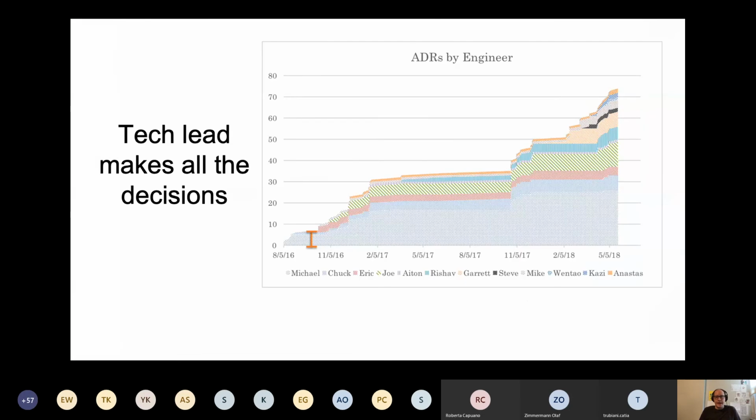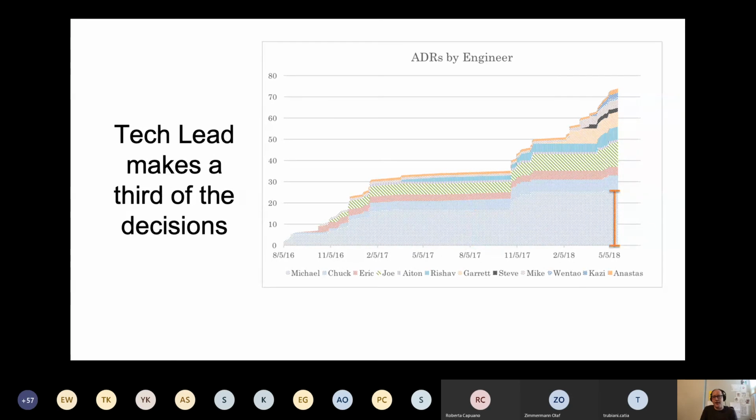In the beginning, the tech lead was clearly the person making all the decisions for probably the first 2 or 3 months that team was using this technique. It was a very top-down kind of role that the tech lead was playing at that time. But you can see over time more and more teammates getting involved in the design. After a year, the tech lead is only responsible for about half the decisions, and maybe 9 months after that, maybe only a third.